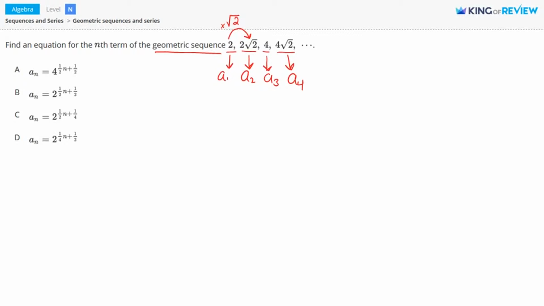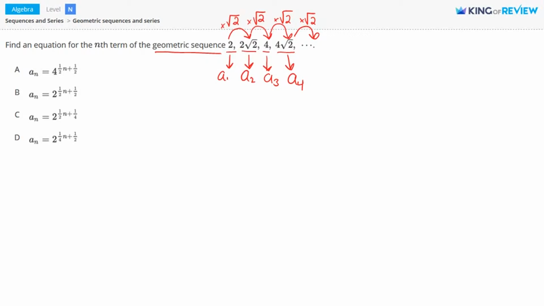And how do you go from the second term to the third term? In other words, how do you go from 2 square root 2 to 4? Well, you can multiply by square root of 2. Do you see a pattern here? How do we go from 4 to 4 square root 2? Again, we multiply by square root of 2. And if we wanted to figure out the next term, we'd multiply by the square root of 2. So you can see this pattern. We get to the next term by multiplying the previous term by square root of 2. So square root of 2 is the common ratio. That's what this ratio is called.